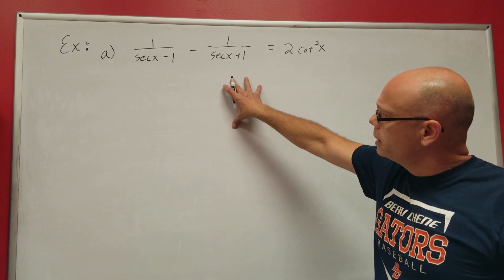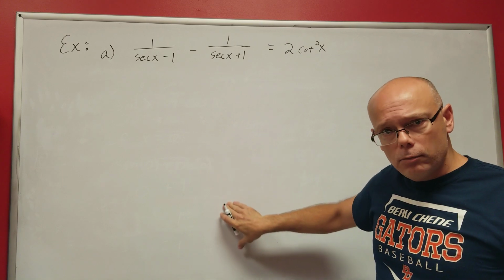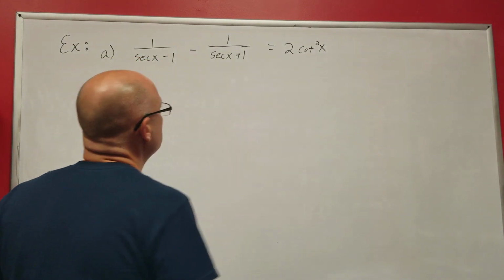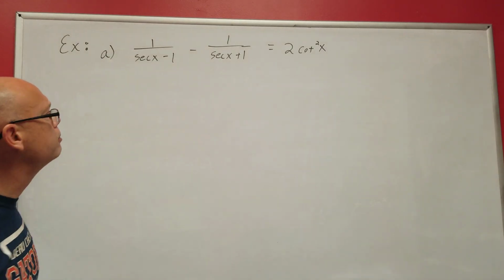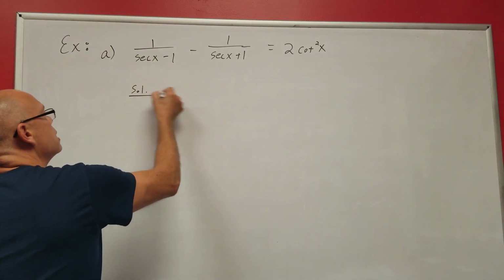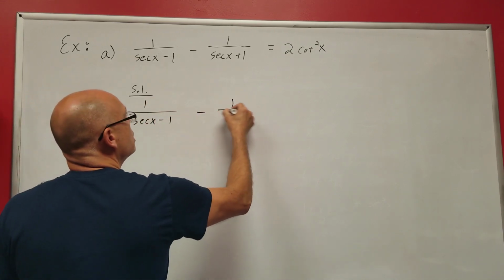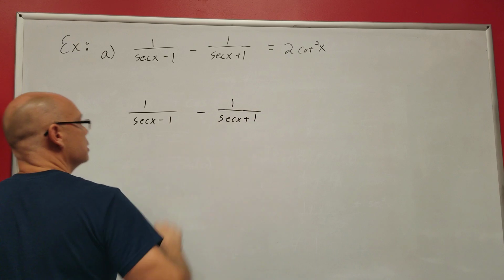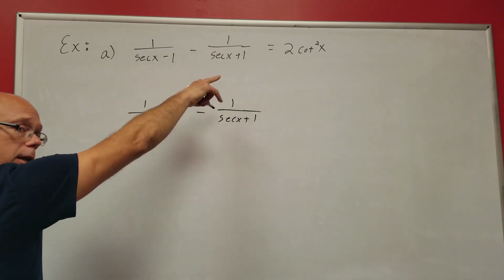Now, when I'm verifying that these are identities, I work with one side and one side only, and make it look like the other side, okay? Usually you start out with your more complicated side. Obviously the left side is more complicated, so I'm going to start out with the left-hand side: 1 over secant of x minus 1 minus 1 over secant of x plus 1. Let me manipulate the left side to make it look like the right side.